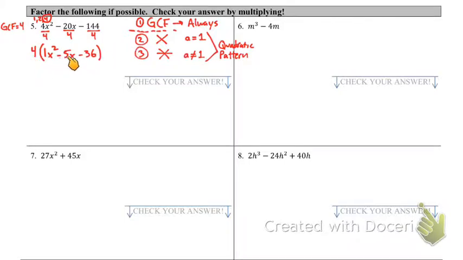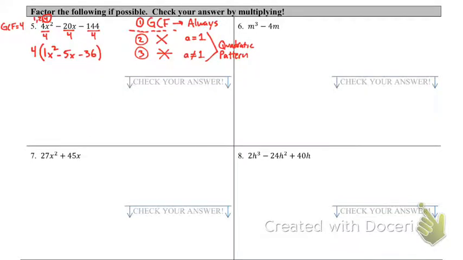But for the stuff inside, we have to check, is it the quadratic pattern? The quadratic pattern says you better have a power of 2. Then the next term better have a power of 1, or x to the first power, which it does. And then the last term is your constant, no power at all.